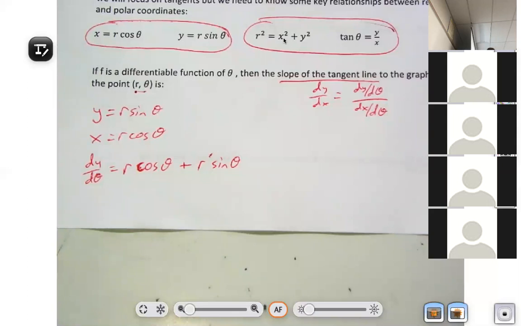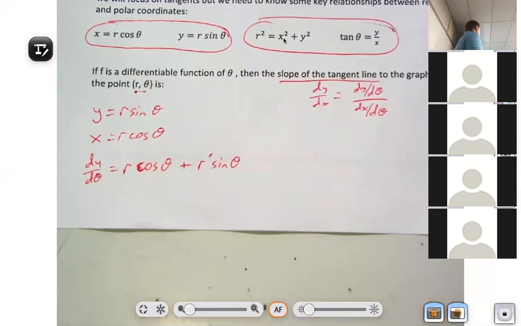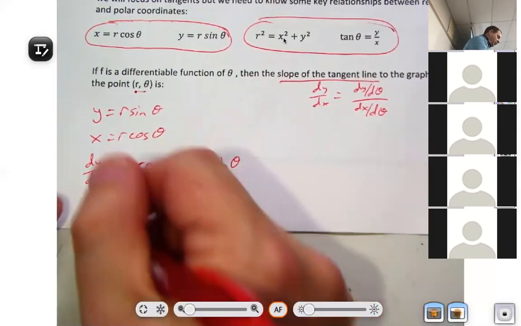So that is dy d theta. It's going to be our job to plug in whatever r is for r and r prime. Like they'll give you r, and you'll plug in that function for r. You'll plug in its derivative for r prime. We'll practice that on the next page. Dx d theta, we do the same thing.